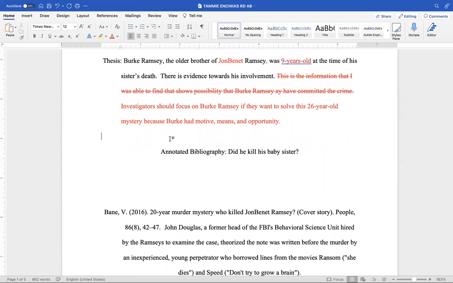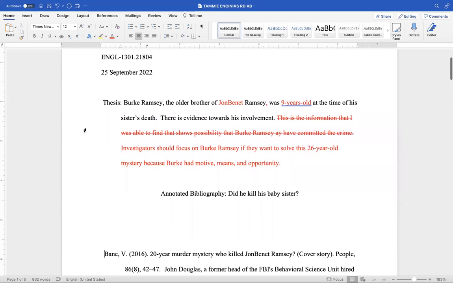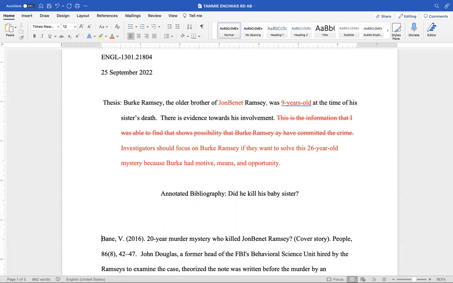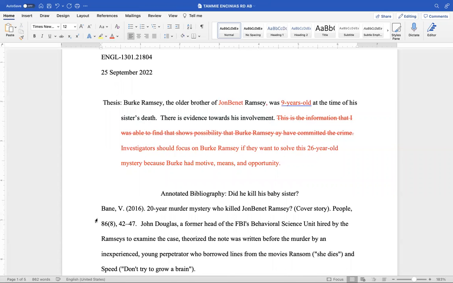Okay, this is good. You skipped 4 lines. Just remember, it's 4 lines before the thesis, 4 lines after the thesis, and then everything else is double spaced. So I'm not sure what's going on here.